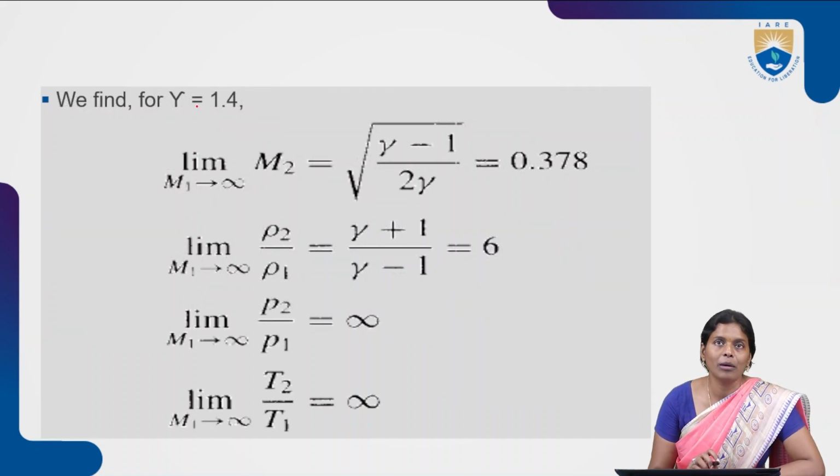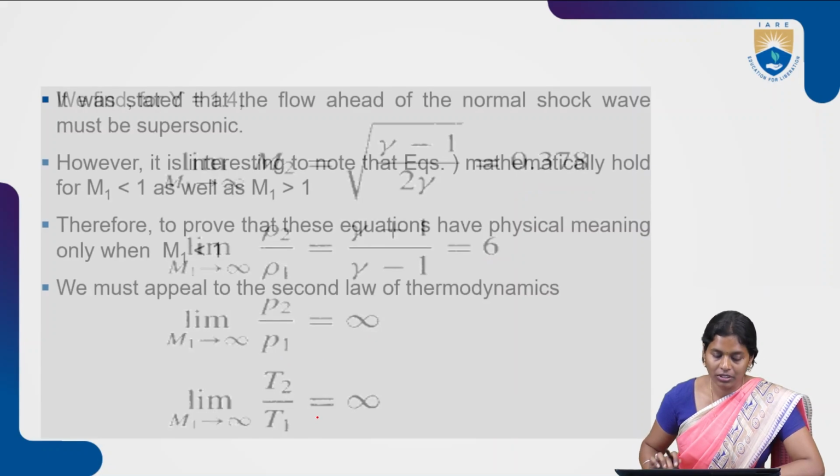So when you take M1 tending to infinity, M2 equals the square root of (gamma minus 1) by 2 gamma. That is nothing but 0.378, which we have already seen previously. Then rho 2 by rho 1, as M1 tends to infinity, is (gamma plus 1) by (gamma minus 1). So it means (1.4 plus 1) by (1.4 minus 1), which equals 6. P2 by P1 will be infinity and T2 by T1 will be infinity.